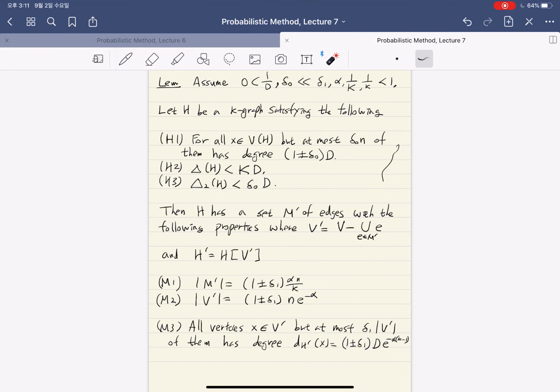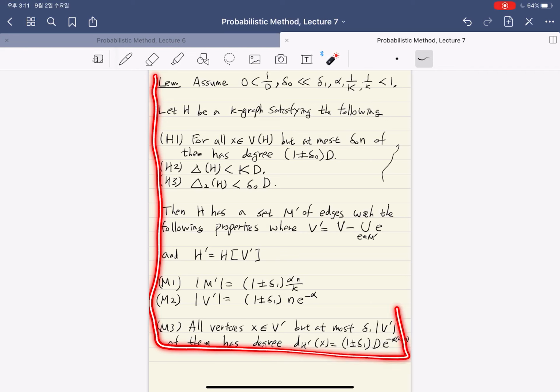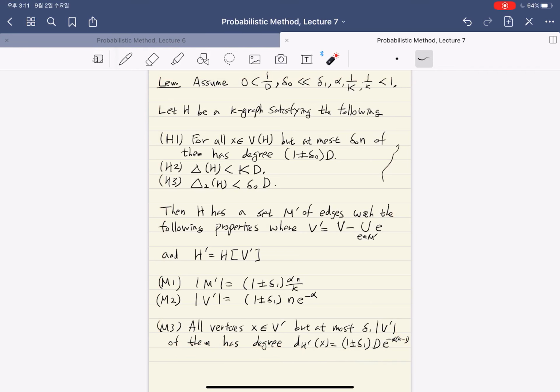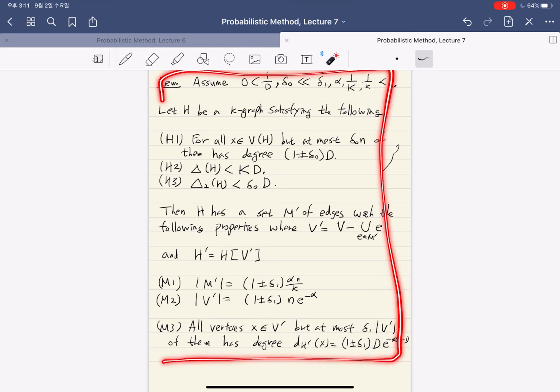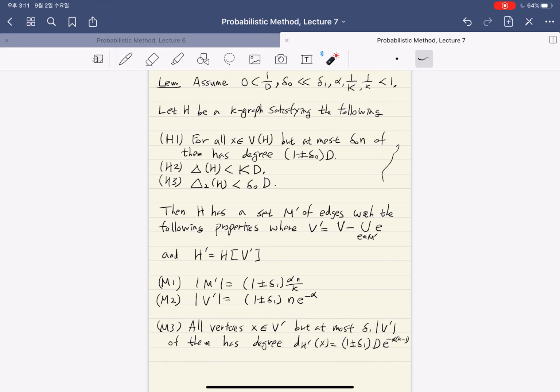So now we are left to show this lemma. As long as we prove this lemma, we are done. And we prove this lemma using the second moment method in the next video.